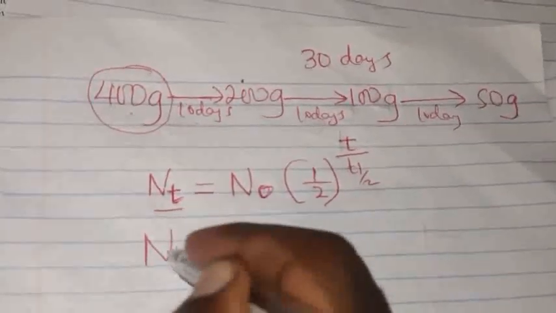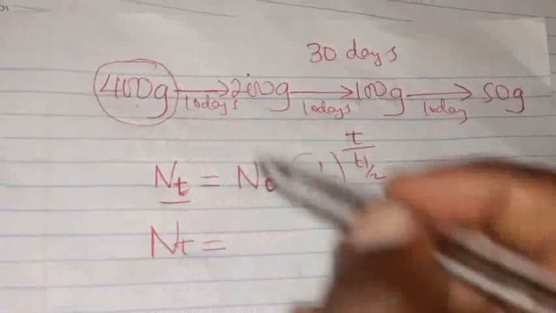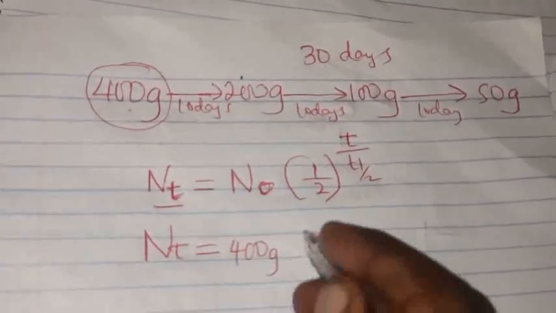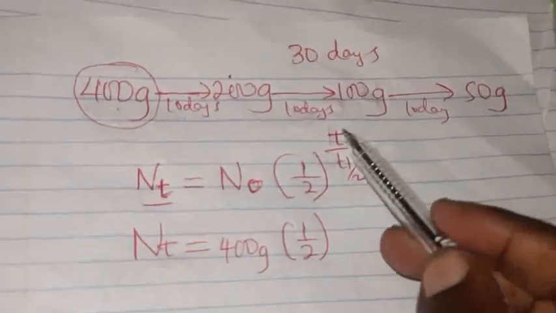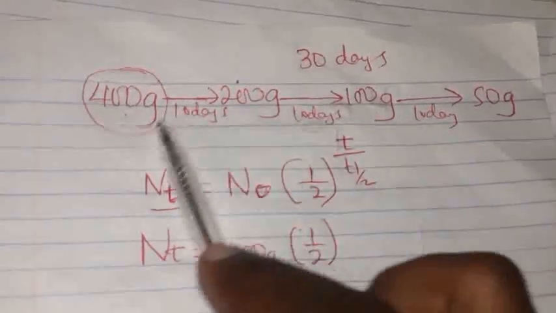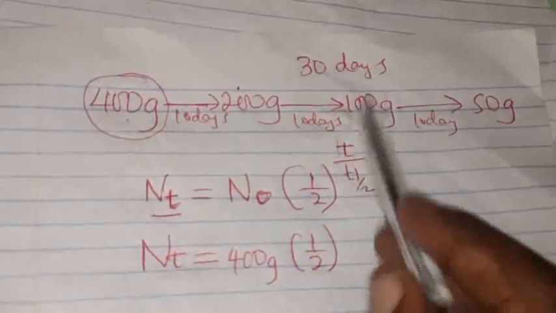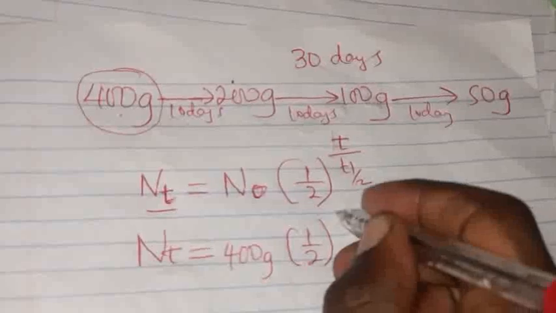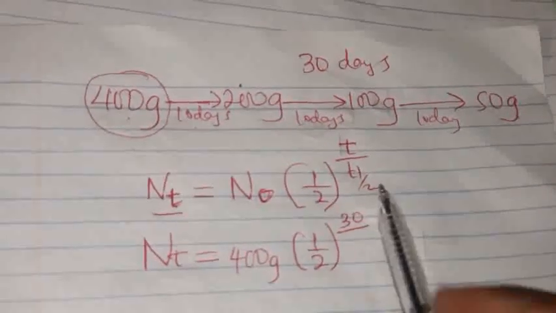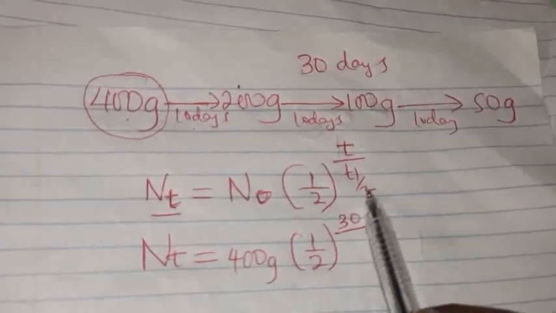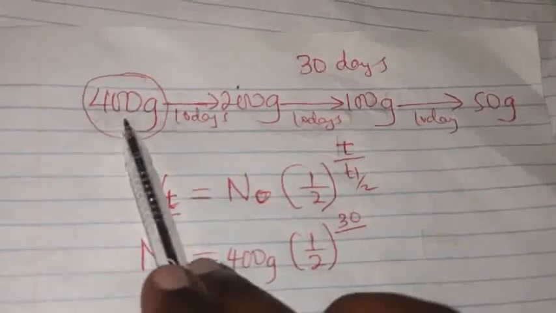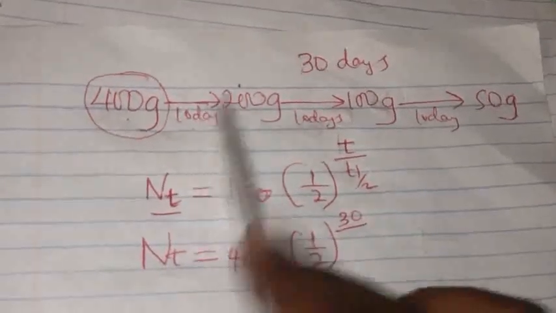For example, we want to get the final mass, Nt. We shall say it is equal to, using this example, the original mass of 400 grams into a half, close brackets. What is the total time given? They have told us to get the mass after 30 days. So the t can take 30 days. So we shall say 30 over what is our half-life? Our half-life is the time taken for that substance to reduce to half its original mass, and that is 10 days. So we shall say over 10. Remember, this is a power.